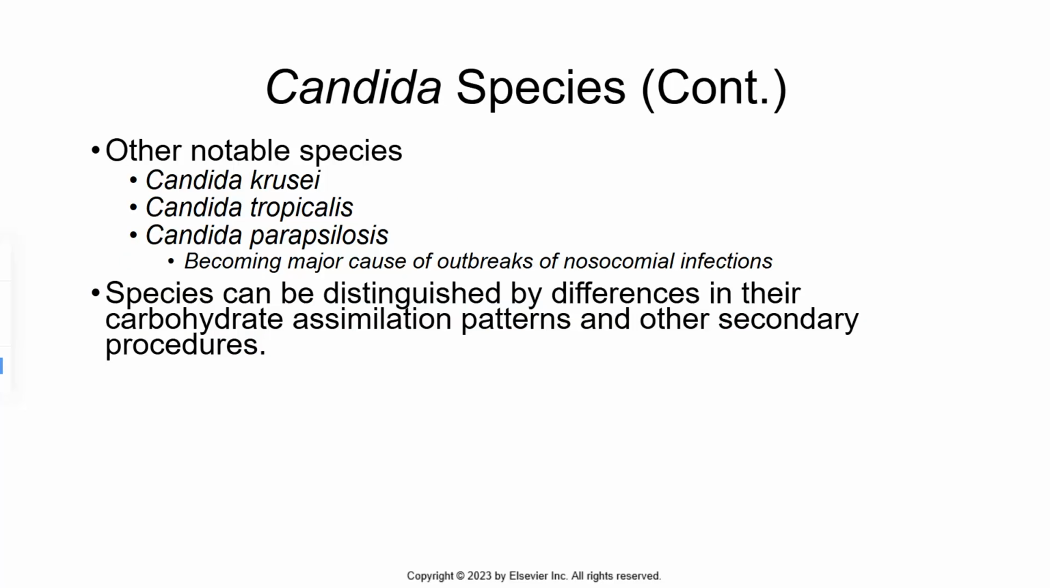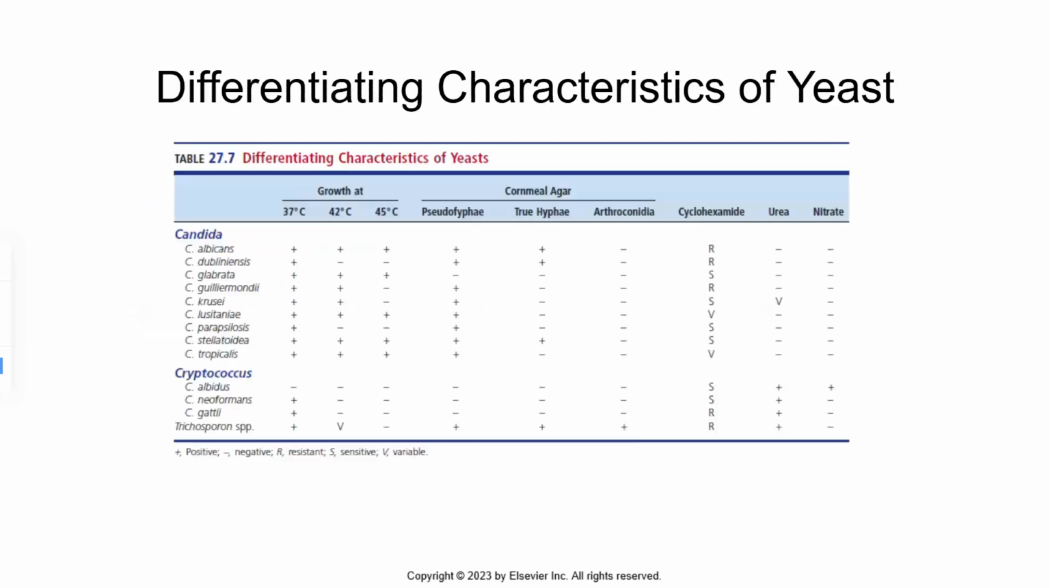Other notable species: Candida krusei, tropicalis, parapsilosis, becoming major causes of outbreaks in nosocomial or healthcare-acquired infections. Species can be distinguished by differences in their carbohydrate assimilation patterns and other secondary procedures. The MALDI does a really good job at yeast identification now. It used to not, but now it's advanced to be able to identify various species of yeast. So here are some differentiating characteristics. You can go ahead and pause the video and review this.